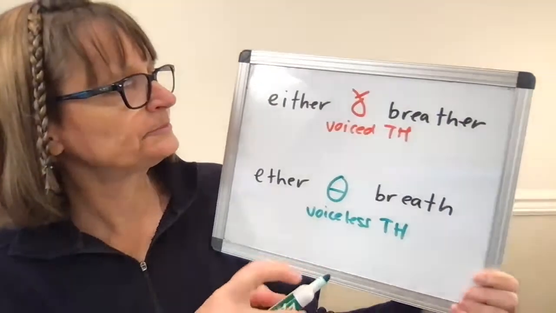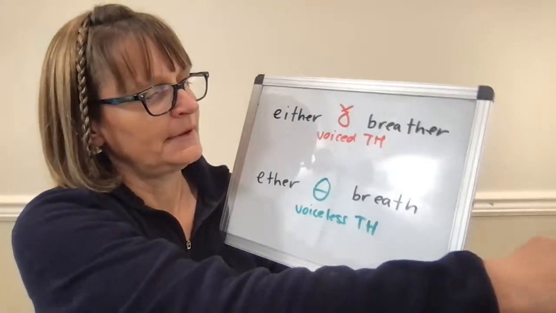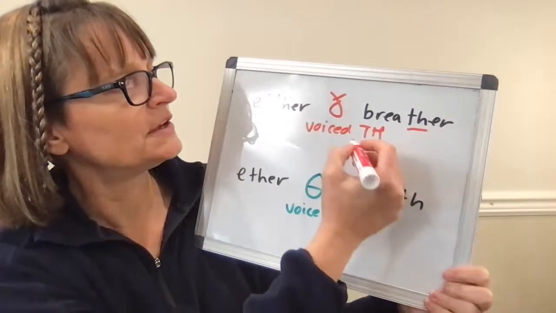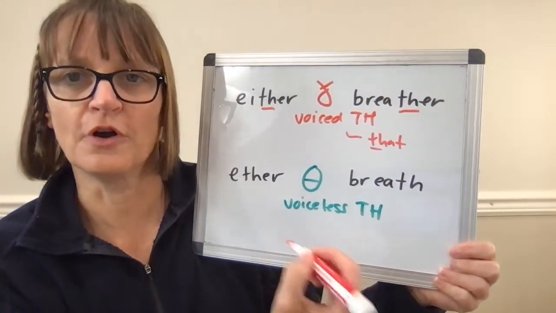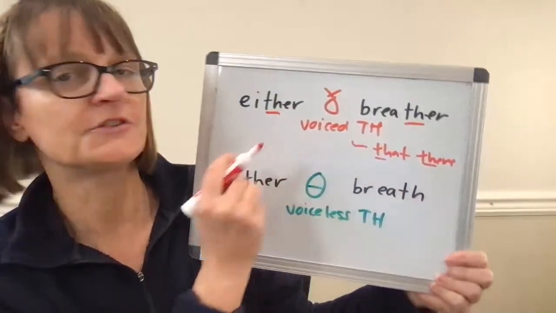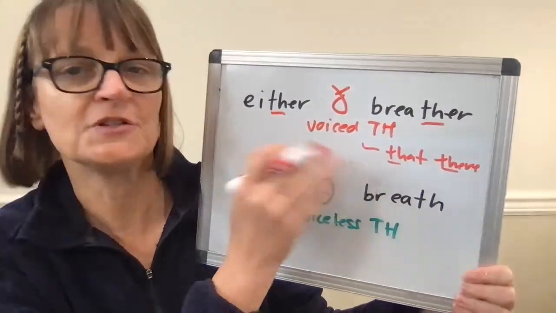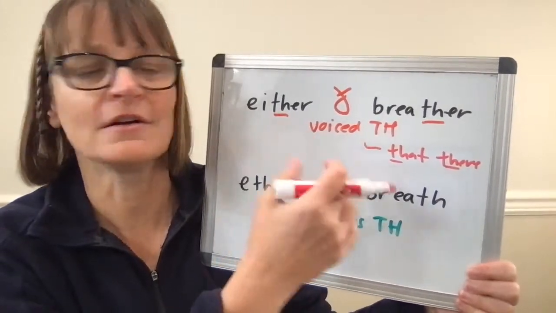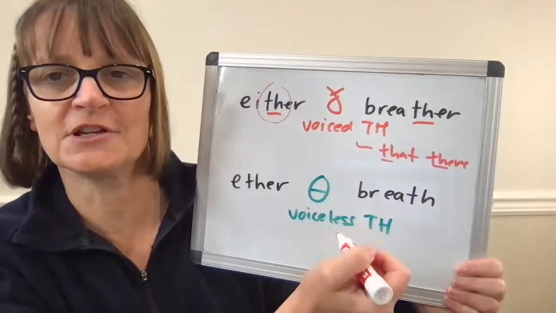Looking at the voicing, as I was saying, in the words either and breather, these TH sounds are voiced. That's the same sound we have at the beginning of a word like that or those or the or there. My voice is on. So practicing with either and breather, it's pretty normal when there's a TH in the middle, in words like together, neither, either, for that TH to be voiced. So usually when you see a TH in the middle, it's going to be voiced.